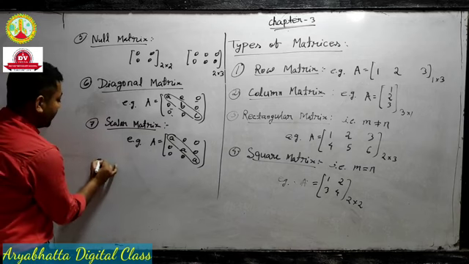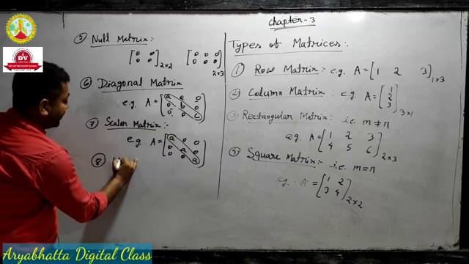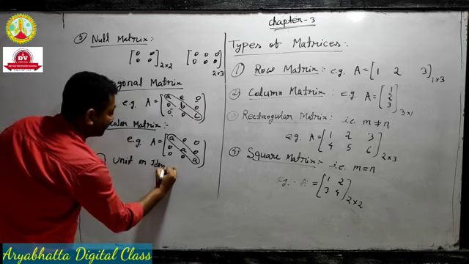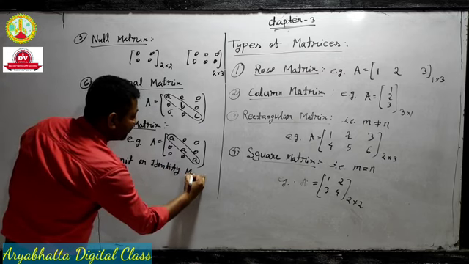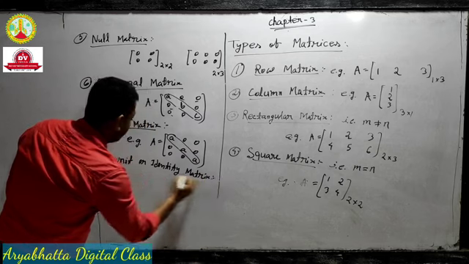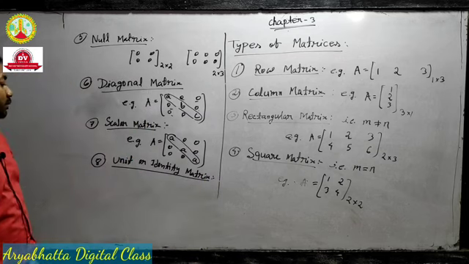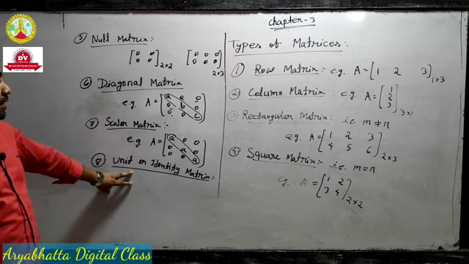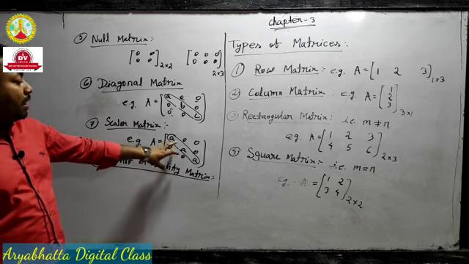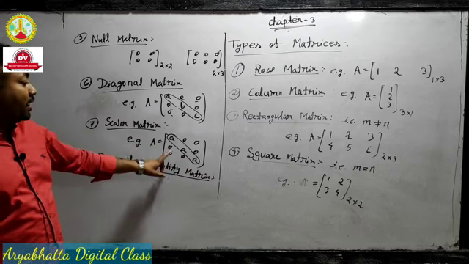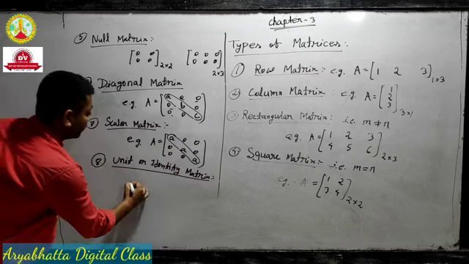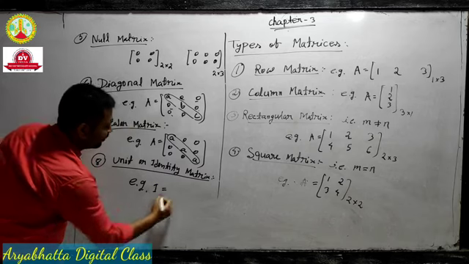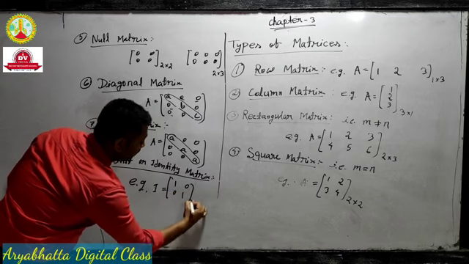Next, number 8, unit matrix or identity matrix. Unit or identity matrix. If in a diagonal matrix all the diagonal elements are equal to 1 and the non-diagonal elements are 0. For example, generally it is denoted by capital letter I, with 1 0 0 1.